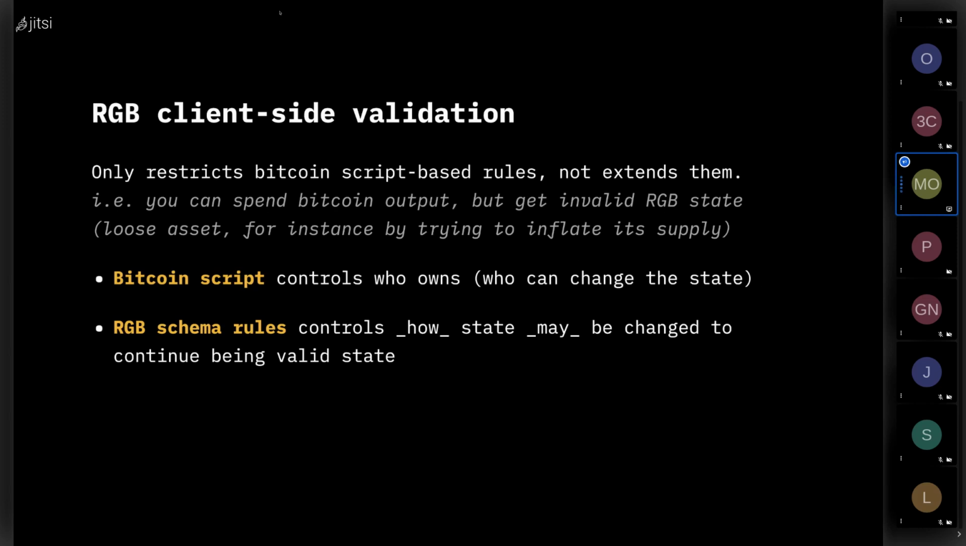And you need some code that will actually define, first of all, the rules of how the state can be changed, and then validate against those rules. So these are what we name RGB schema rules, which control how state may be changed to continue being valid. So Bitcoin script defines who can change the state, while RGB schema, and it's not script, I will explain why it's not script, controls how the state may change.